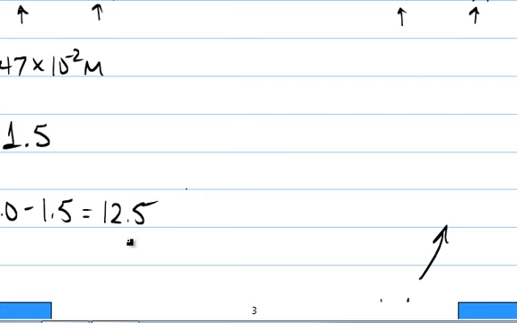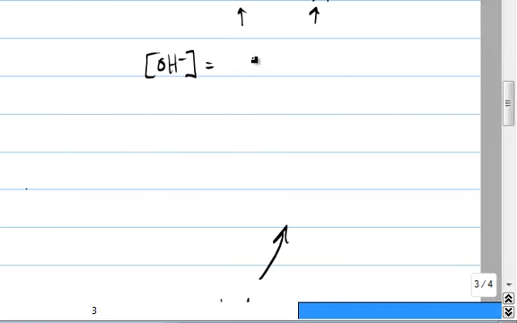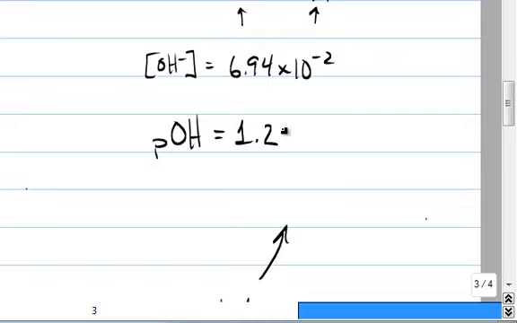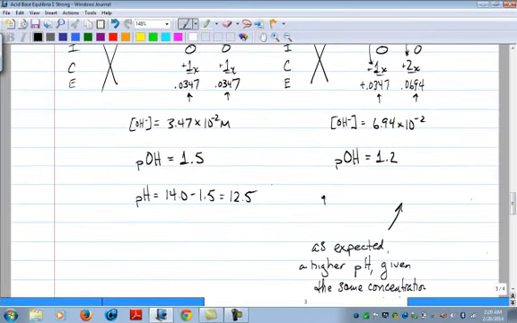For the same concentration of formula units of the strontium hydroxide, we have a hydroxide concentration of 6.94 times 10 to the minus 2. That's almost 7 times 10 to the minus 2. That gives us a pOH. Remember, the 7 turns into a 0.2. So that's going to give us a pH of 14 minus 1.2, which is 12.8.